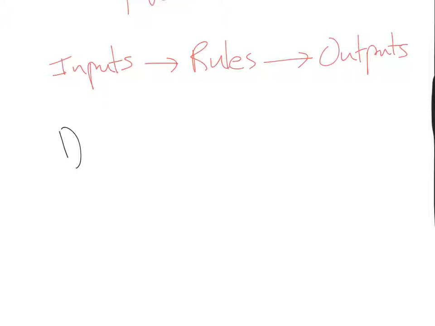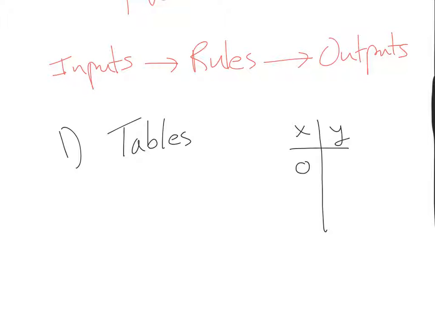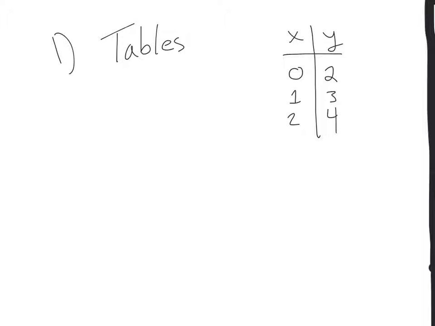The first one is simply by tables. We've looked at these before. Tables where you have a list of x values and a list of y values. That could really be anything. This is just an example. But you have tables. They can be vertical tables or horizontal tables.